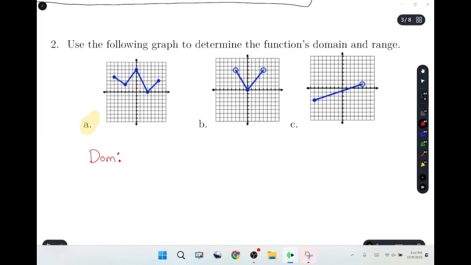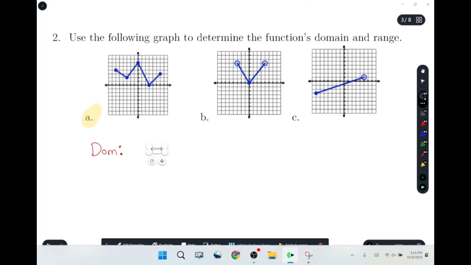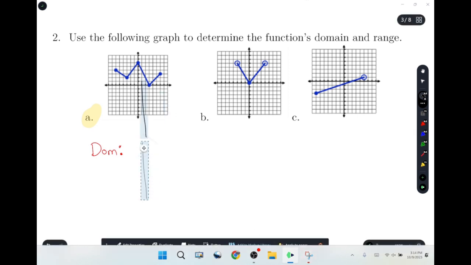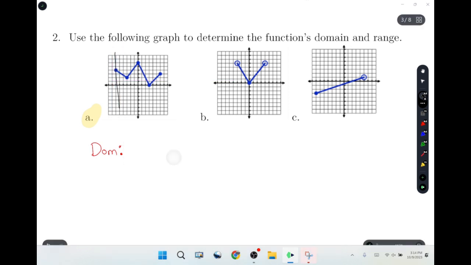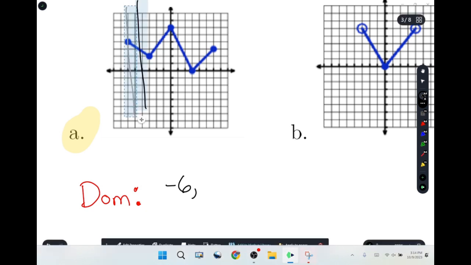I kind of imagine, you don't have to do it this way, but I kind of imagine take your pencil and just run it across the thing. Which way are you running it across? Left to right, right? That's the most important thing to be careful with. Take your pencil, run it left to right, and say, where does it start? There. And what is that? -6. 1, 2, 3, 4, 5. -6. And where does it end? 6. Are there any little hiccups in the middle?